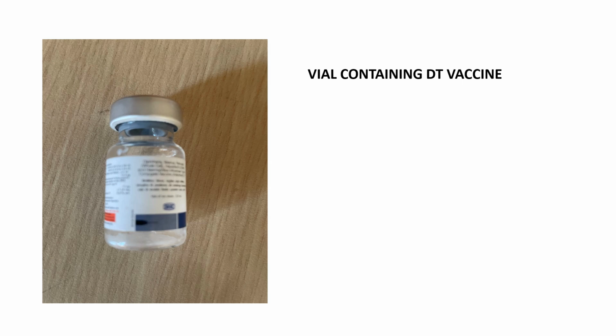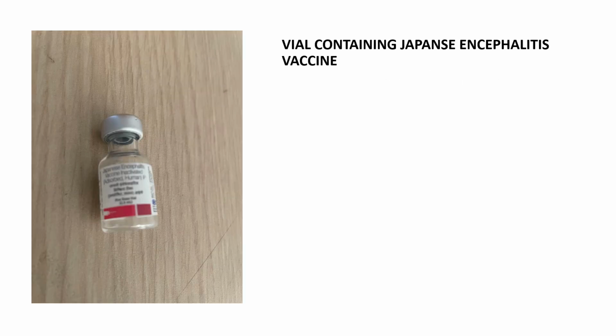And this is the vial containing diphtheria, tetanus vaccine. And this is a vial containing Japanese encephalitis vaccine. It's one of the newer vaccines. You need to know the dose, the site, the route, whatever pertains to it, and the relevant disease conditions as well as the national program concerning it.